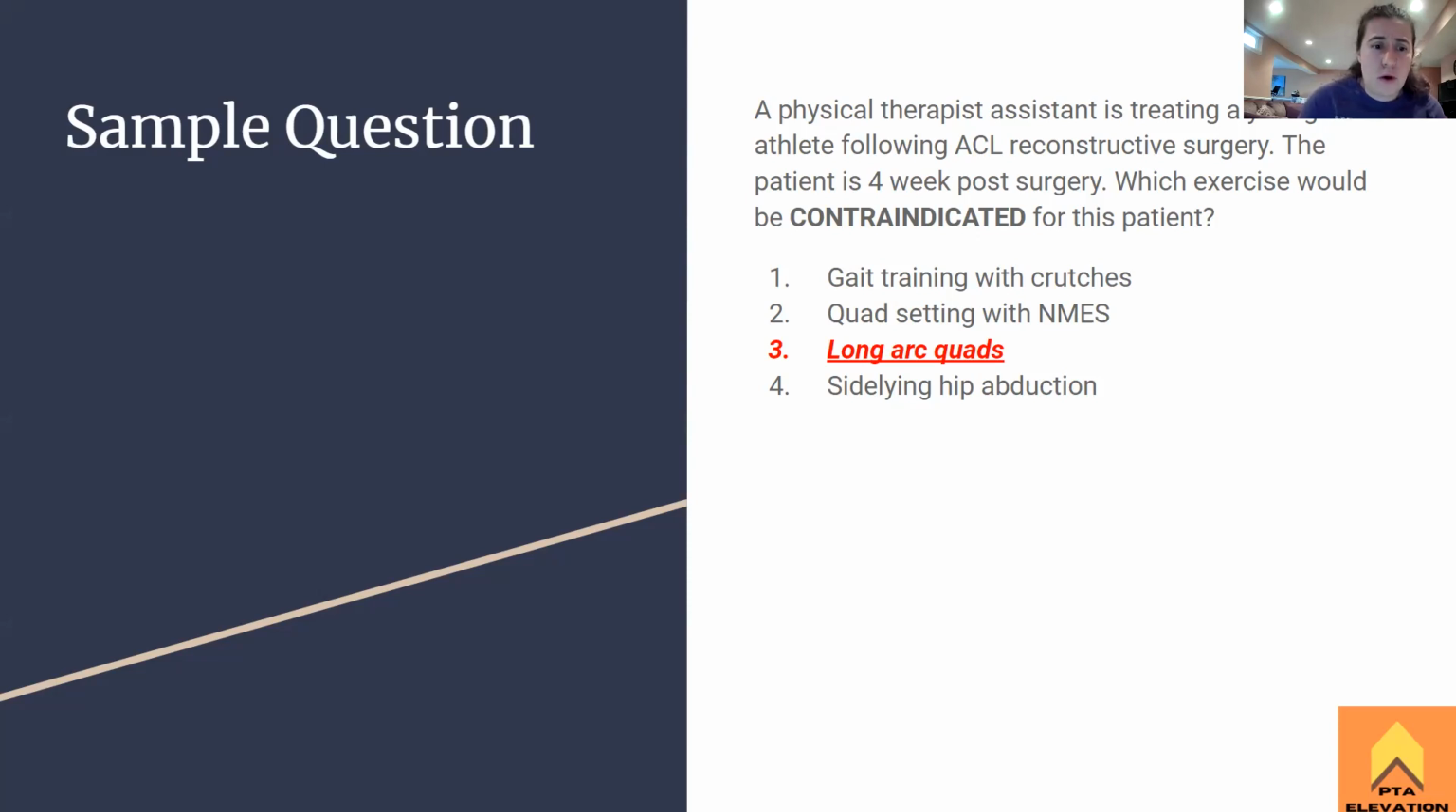Yeah, that's okay. Open chain exercises at the hip are okay for strengthening and general conditioning, especially with our hip abductors, which are things we really want to train. So looking at this: gait training, quad setting, that's good. Long arc quads, really bad. Side lying hip abduction, that's okay. So we are choosing number 3: no long arc quads, no open chain knee extension, bad.